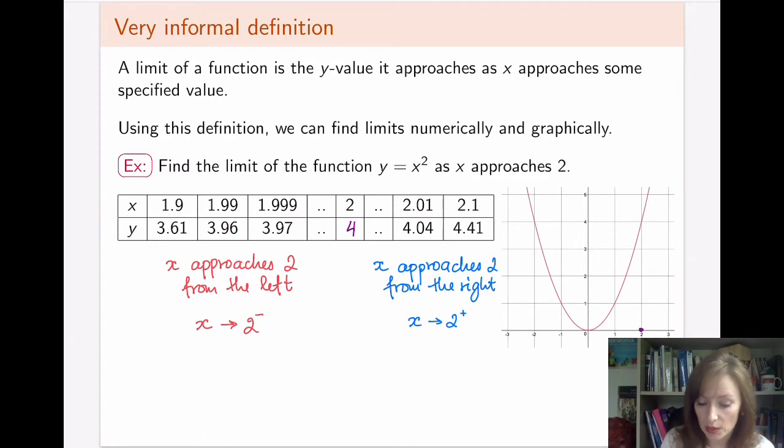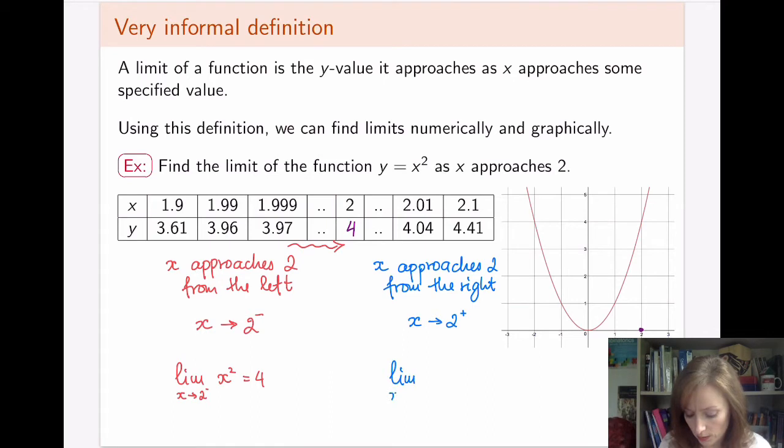So going back here, just for practice, on the left we had that the limit as x approaches 2 from the left of our function, which was, remember, y equals x squared, of x squared is equal to, we decided, 4. And similarly, on the right, we can say that the limit as x approaches 2 from the right of our function was also equal to 4. Okay, so this is just how we use the notation.